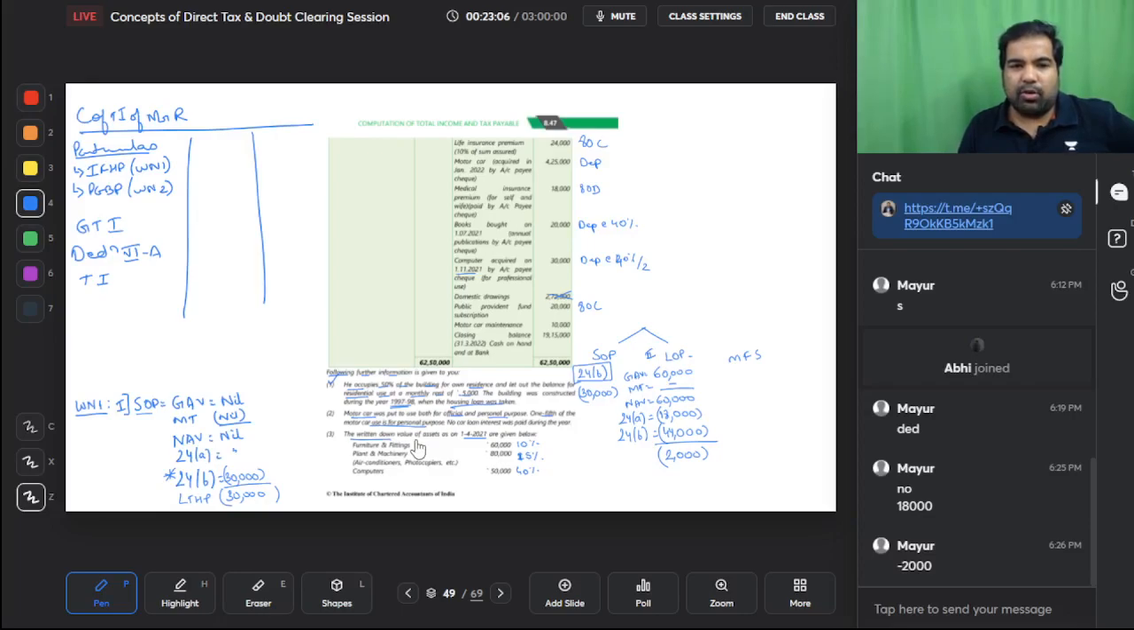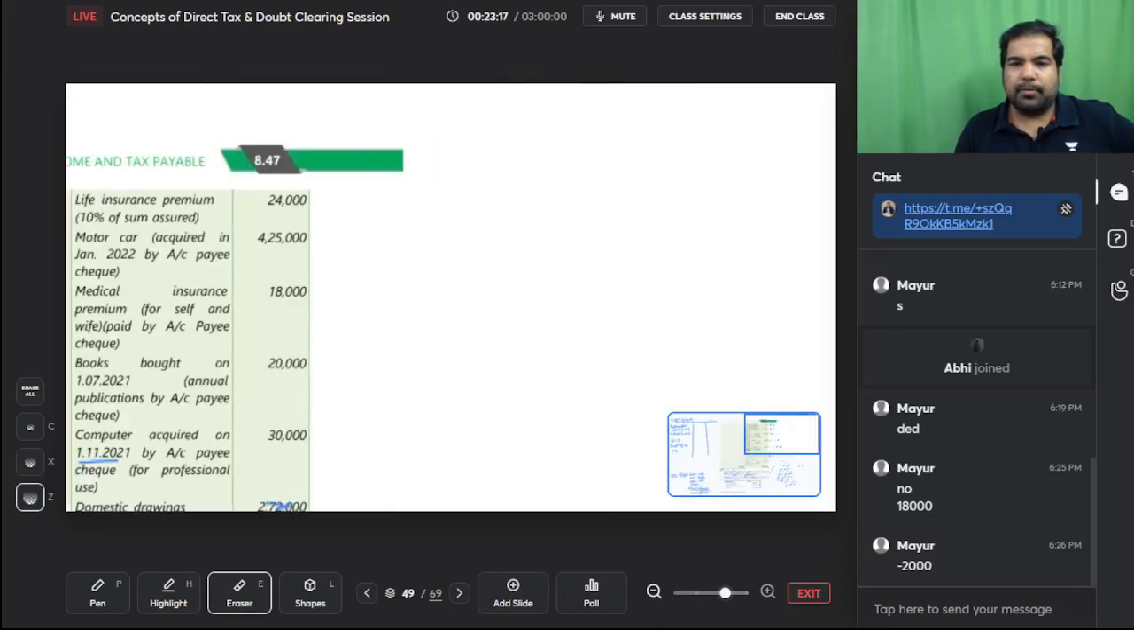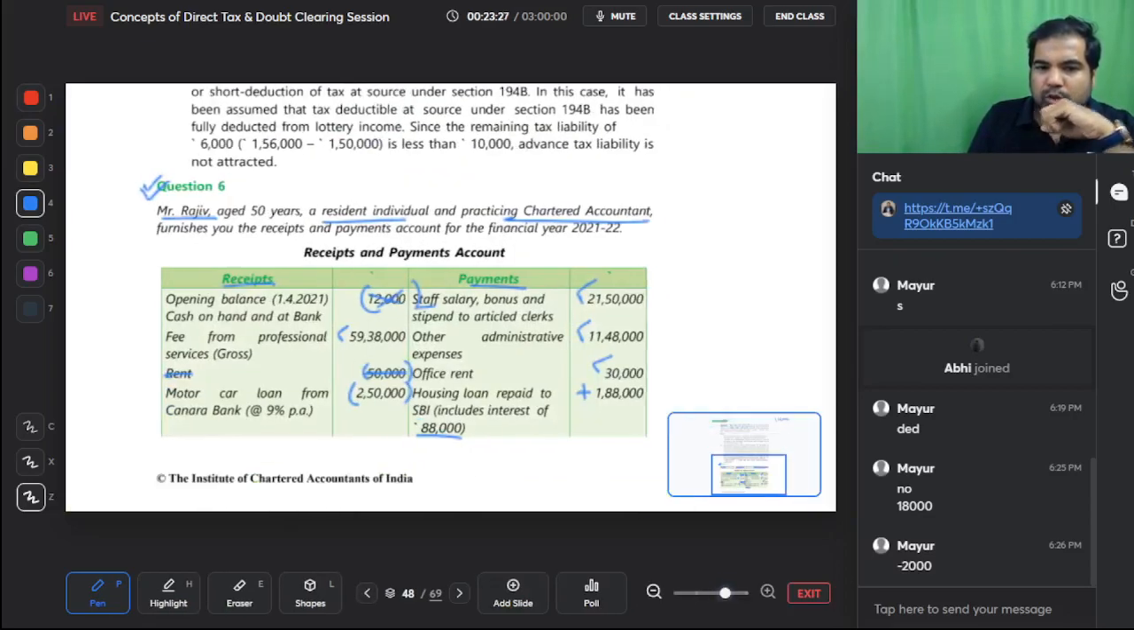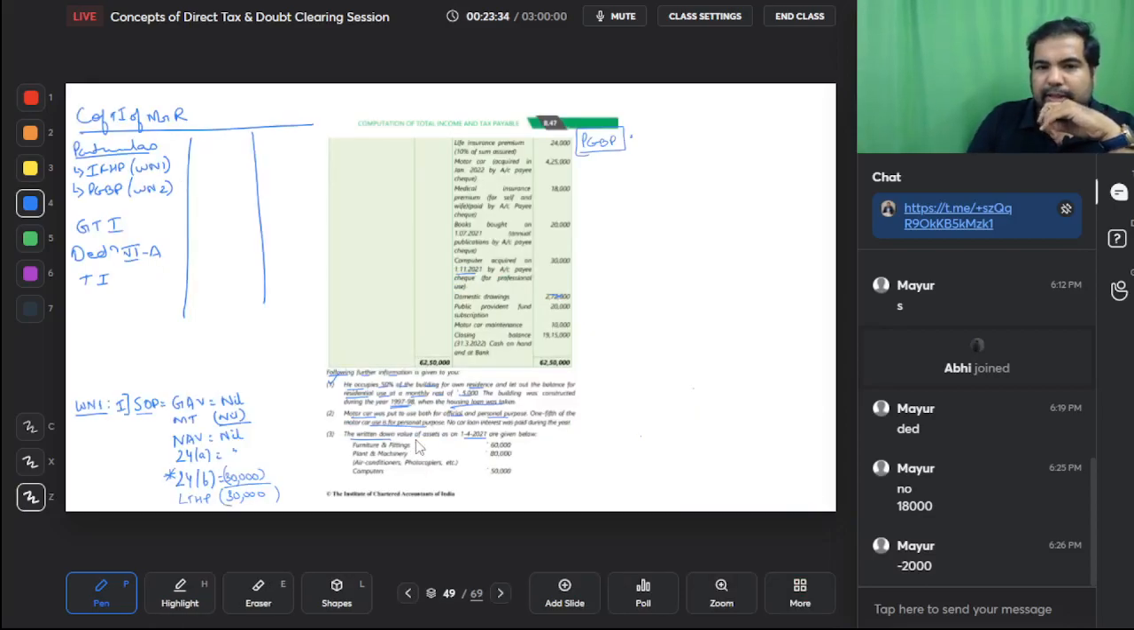I'm just erasing all of this so we could write here. Perfect. Okay. Now guys, doing PGBP or profits and gains from business and profession, he follows cash method of accounting, so we'll also follow that only. So you will take all the incomes. Fees from professional services 59,38,000. So you will take that, 59,38,000.